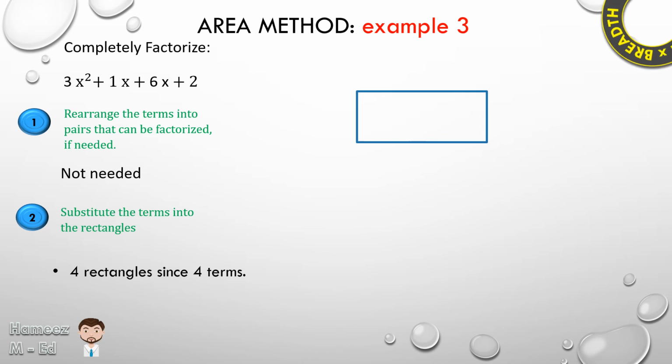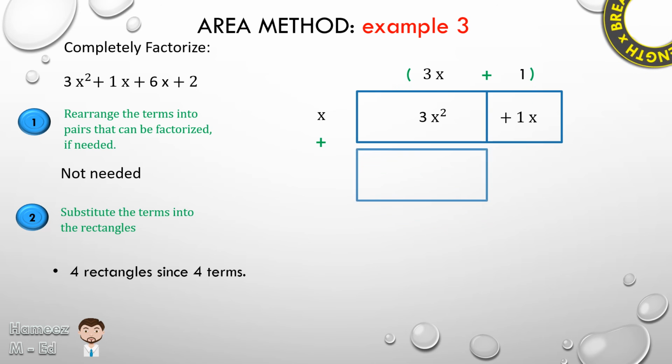So for the first rectangle, the area is 3x squared. Now let's recall that the area of a rectangle is length times breadth. So that means 3x times x will give us 3x squared. And for plus 1x, we already have the left-hand side as x. So the other side will be 1. And for the third rectangle, we know the top is 3x and we need to get an area of 6x. So therefore the left-hand side is 2. Length times breadth, 2 times 3x is 6x.